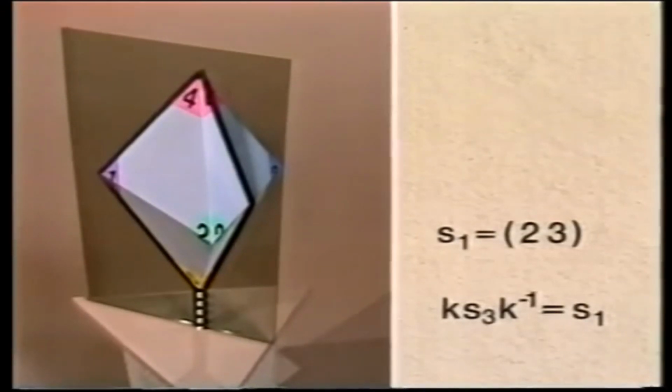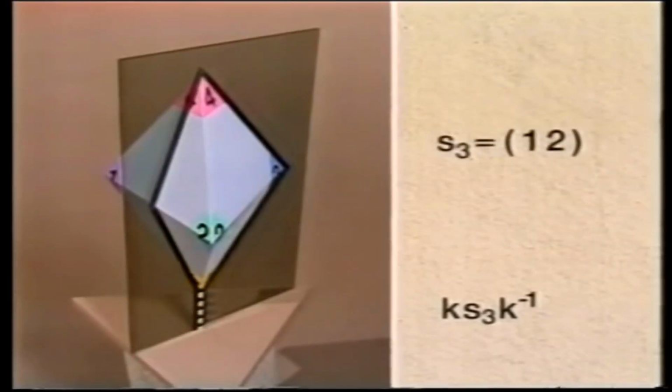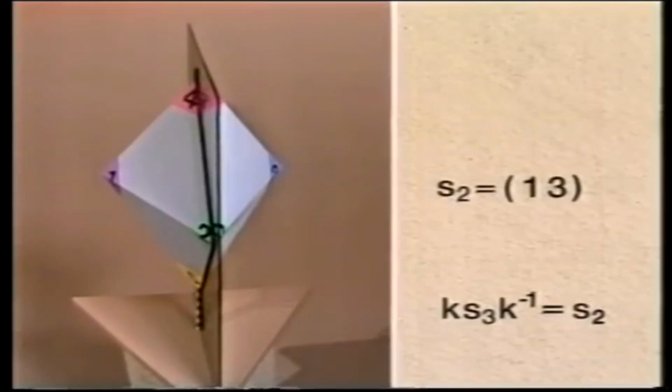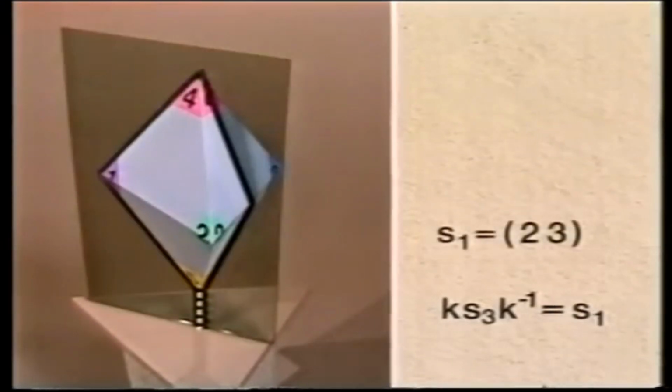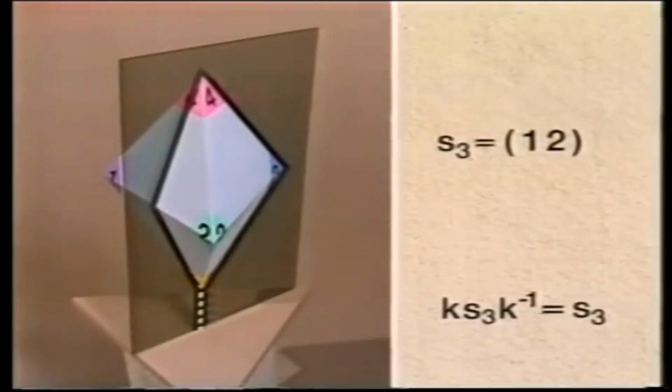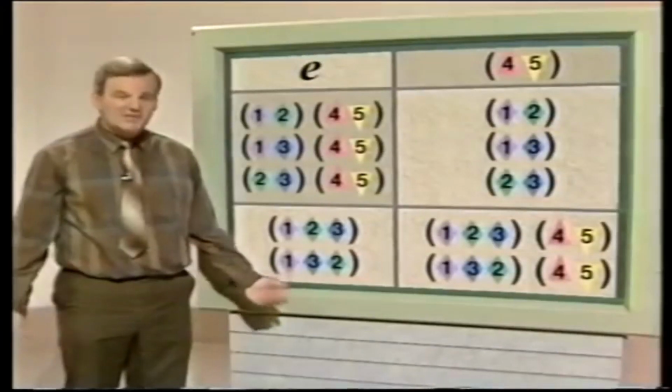A reflection in a vertical plane is the only thing we can get. Whatever symmetry K we choose, it maps the fixed plane of S3 to one of the other two vertical planes or to itself. So these three reflections form one conjugacy class, as expected.